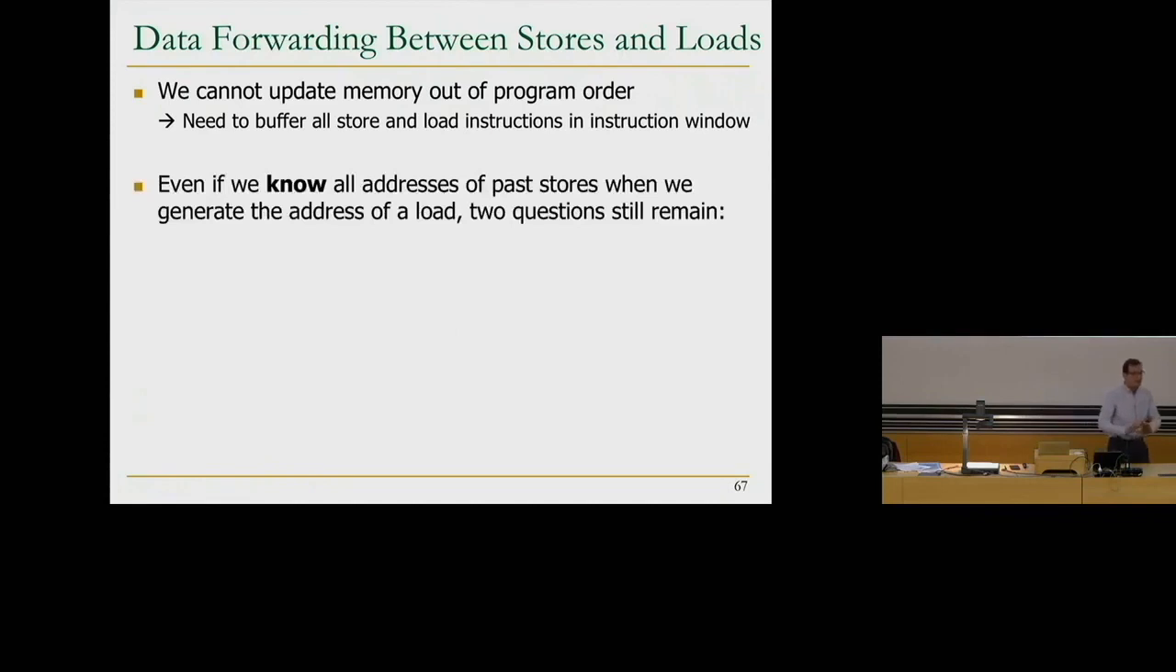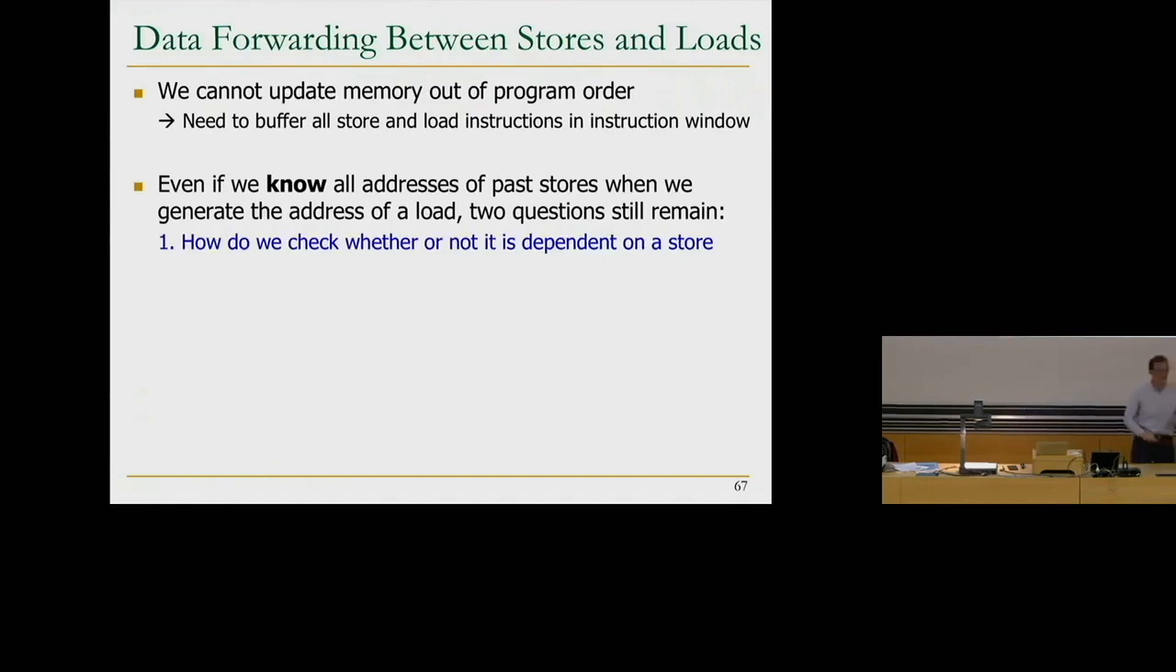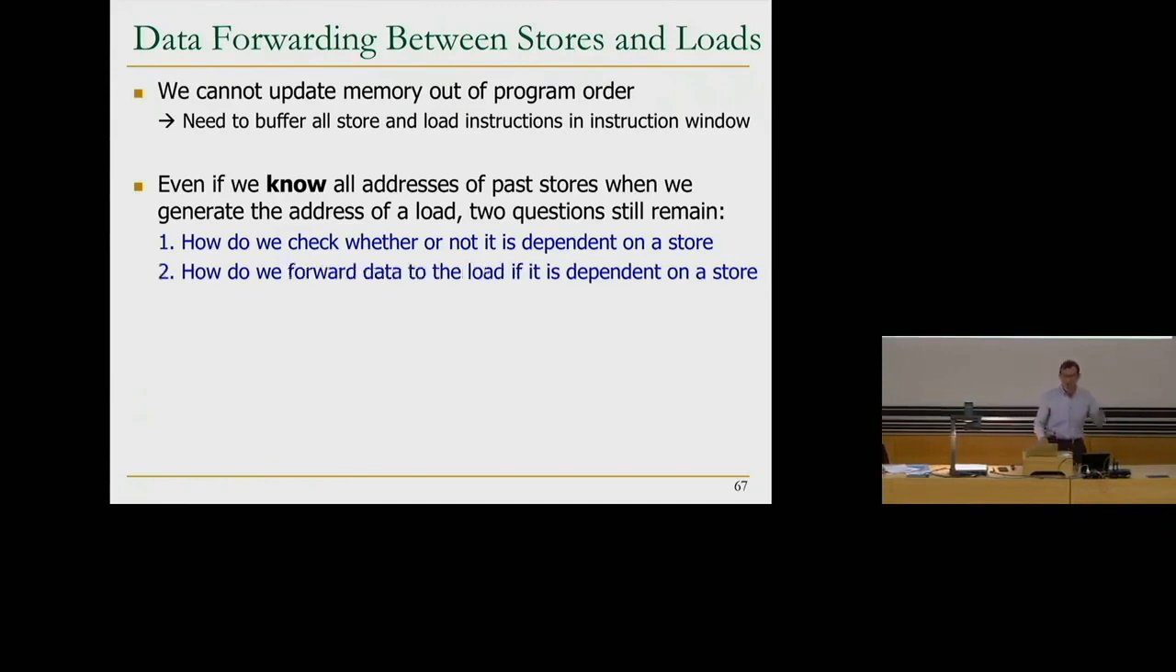Now I'm going to sidestep the problem. I'm going to say, even if we know all of the addresses of past stores, this is still complex. So when we generate the address of a load, two questions still remain. One is, how do we check whether or not it's dependent on a store? There needs to be some way, assuming that you would like to schedule this load at that point in time, you don't want to take the conservative approach. And how do we forward the data to the load if it's dependent on a store?